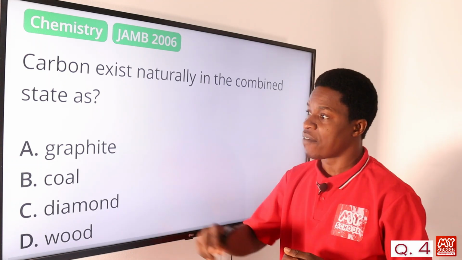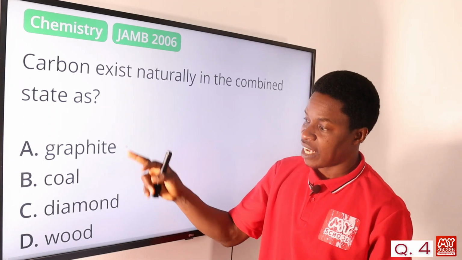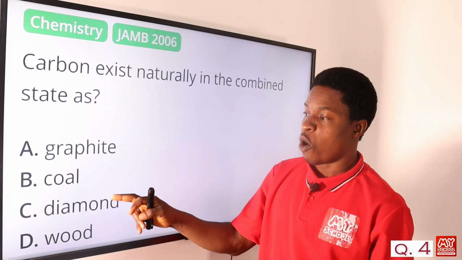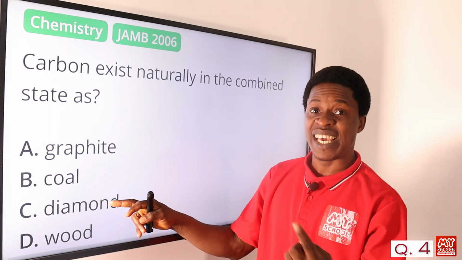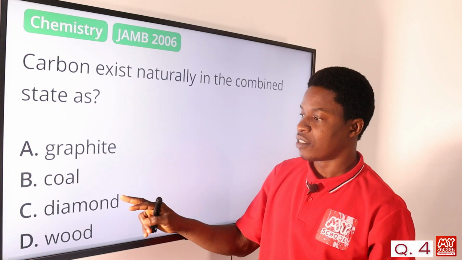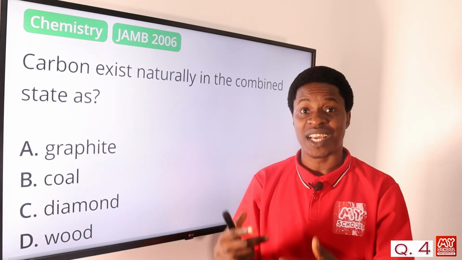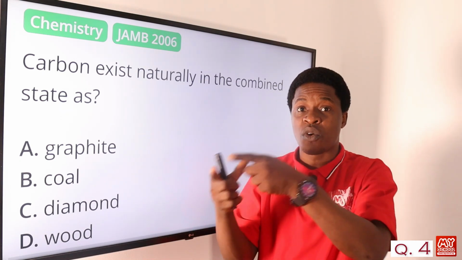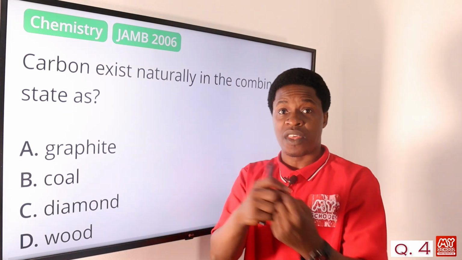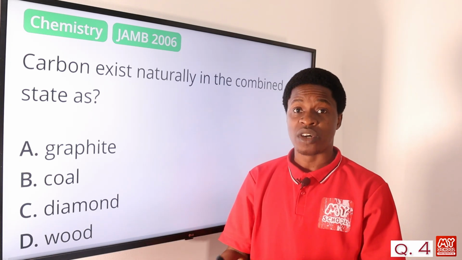So let's look at the options we have. Graphite, of course, graphite is an allotrope. Graphite and diamond are allotropes of what? Of carbon, but not in the combined state. So this is not correct. And coal, well, coal is a type of charcoal, but don't forget that the charcoal came from the wood. So the major source of charcoal is what? Is the wood.